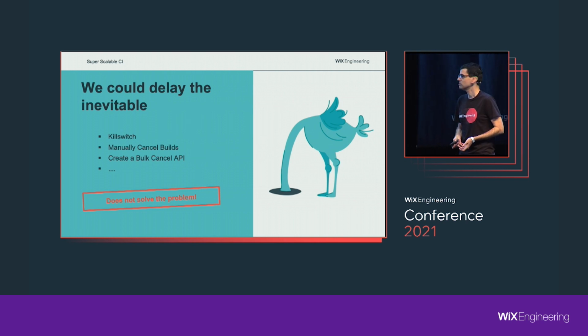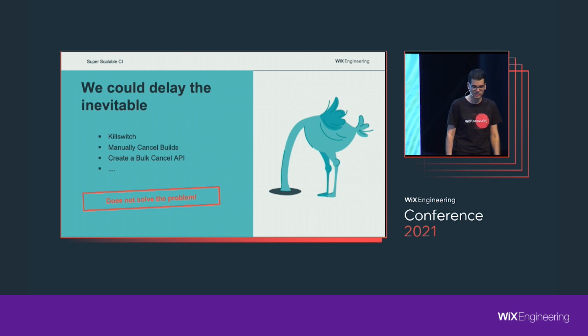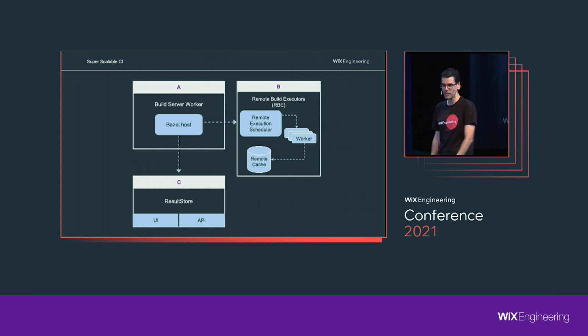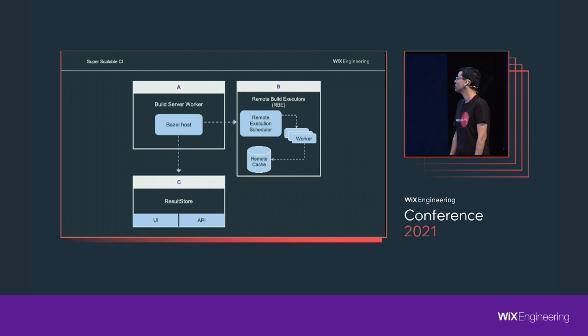We could maybe create a kill switch. When we identify those cases, let's just shut the whole thing down and say no new builds are entering the system. Or maybe just cancel builds one by one. Or even better, let's do it automatically. Create a bulk cancel API that will cancel all of the builds. Now, all of those solutions are extremely depressing solutions, and they would not solve the problem. If we want to solve the problem, we quickly understood that we need to replace our build server.